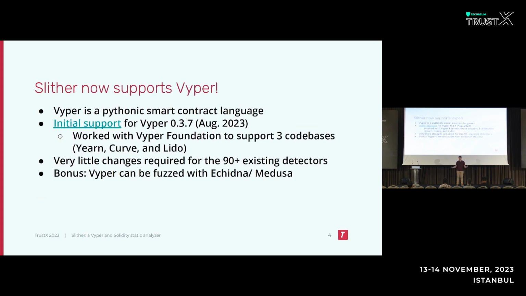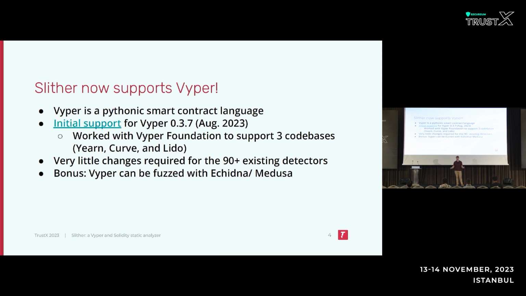Today I'm happy to announce that, after a long wait, Slither now supports Vyper. If you look back, I think people have been asking for this since about 2018. And if you're not familiar with Vyper, it's also a smart contract language like Solidity. It's very Pythonic. It looks just like Python.